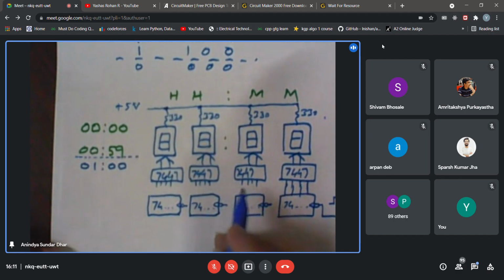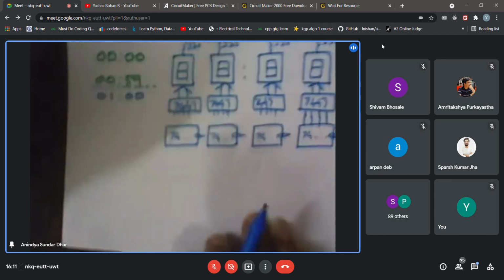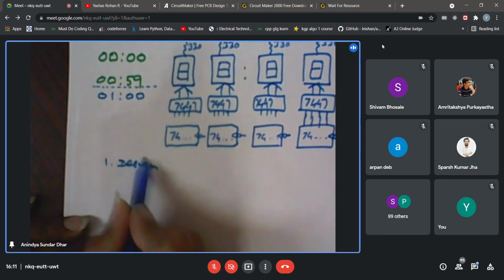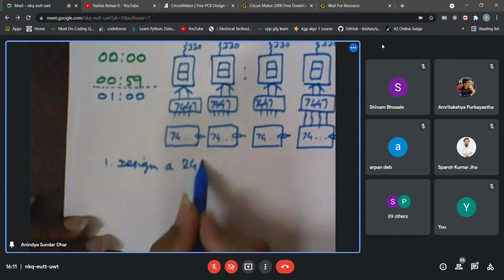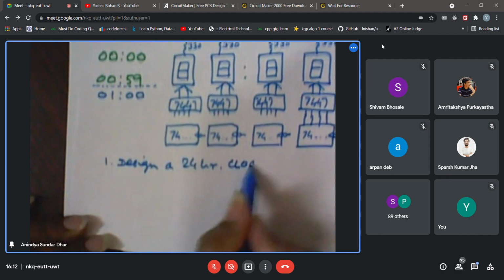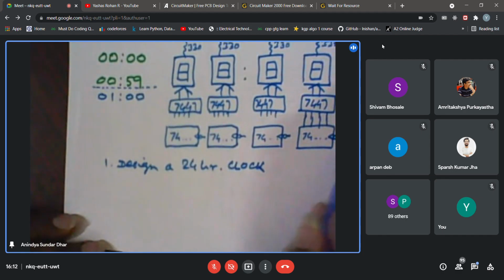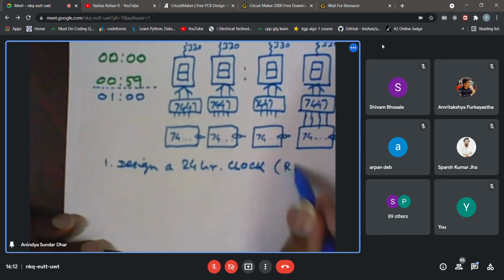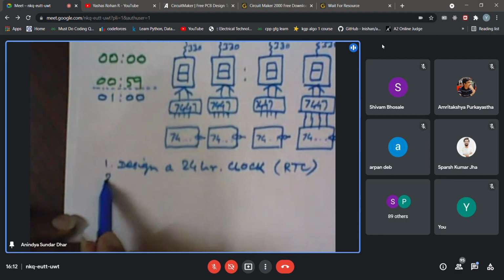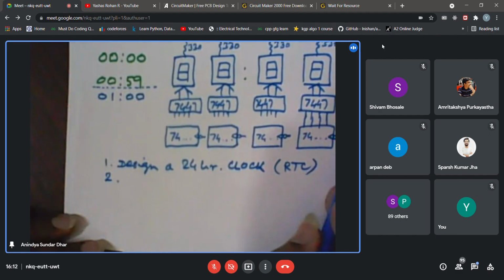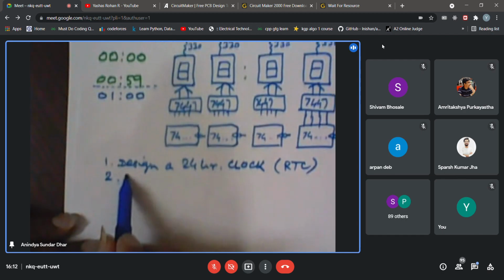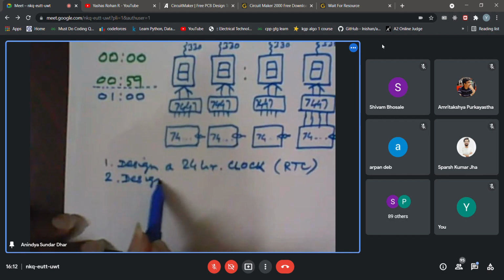So if I formally state the problem, the first thing is to design a 24-hour clock. Clock means real-time clock. I'm not talking about a clock signal. Sometimes it is called RTC, real-time clock. Assuming that there is a 1 minute pulse available, I mean a pulse with time period 1 minute, and then modify the design, or I can say that could be a separate design altogether.